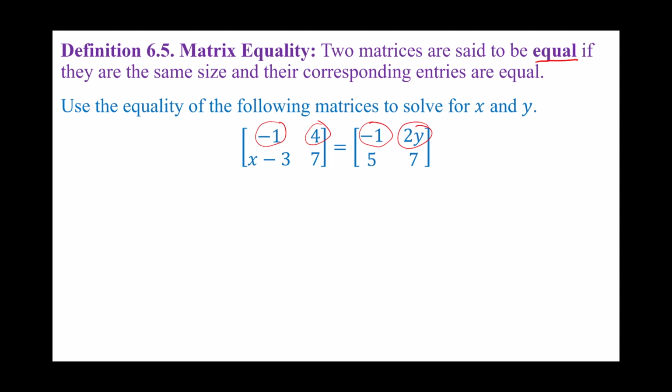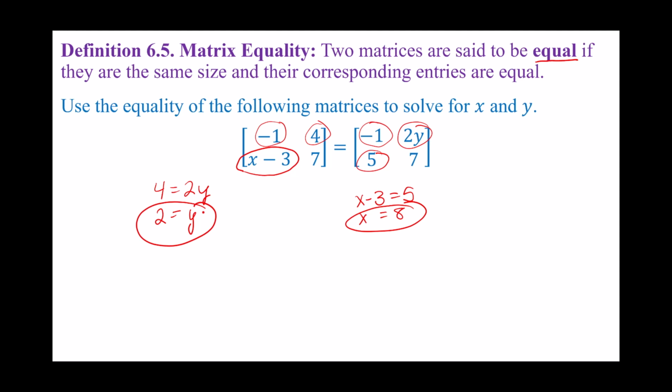So to solve for x and y, the one I just circled, I had 4 has to be equal to 2y. Divide both sides by 2, and I get y equals 2. So because these two matrices are equal, I know that y has to be equal to 2. To solve for x, second row, first column is x minus 3 in one matrix and 5 in another matrix. So they have to be equal. Add 3 to both sides, and I get x equals 8. So x is 8 and y is 2, because these two matrices are equal.